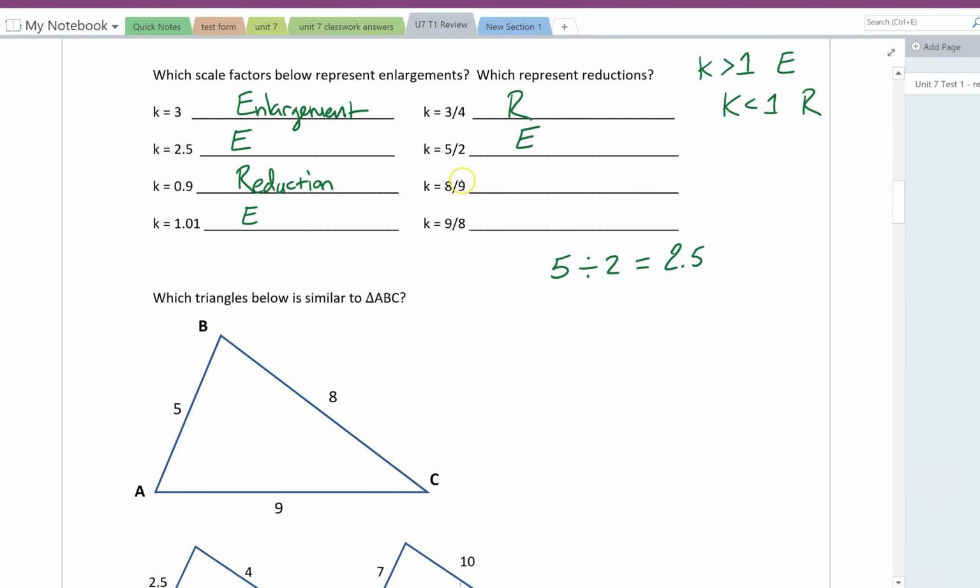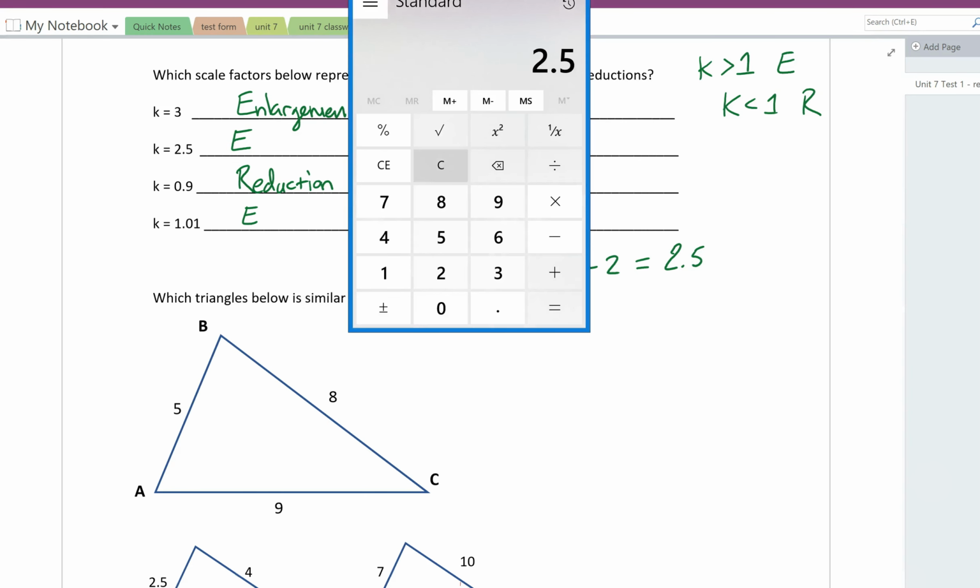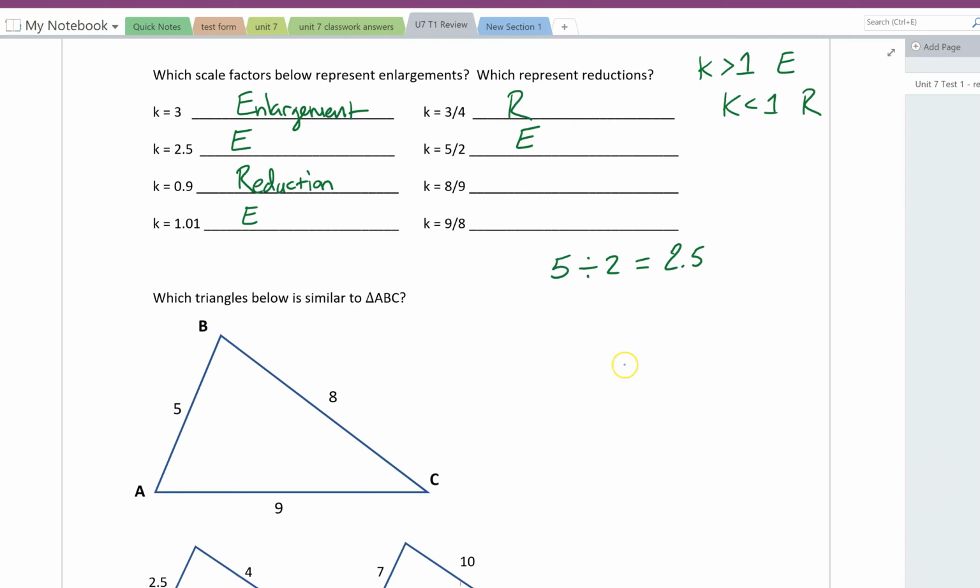Same thing here, 8/9. If I can't tell right away whether 8/9 is greater than 1 or not, do it on your calculator. 8 divided by 9 gives me 0.888, which is less than 1. So it's going to be another reduction. 9/8. Well, if I have more on top than on the bottom, it's going to end up giving me a number greater than 1, so that's an enlargement.